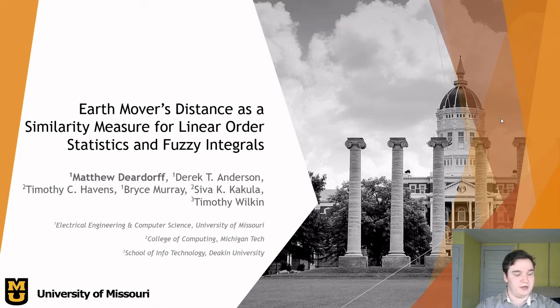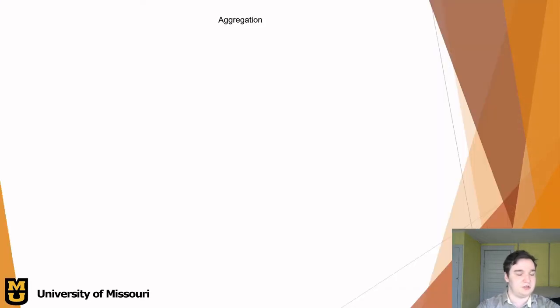Hello everyone, my name is Matthew Deardorff, and today we're going to be taking a look at using the Earth mover's distance as a similarity measure for linear order statistics and fuzzy integrals. So the first thing we need to do is orient ourselves as to where we are in the world of information fusion and why we care about similarity measures in the first place.